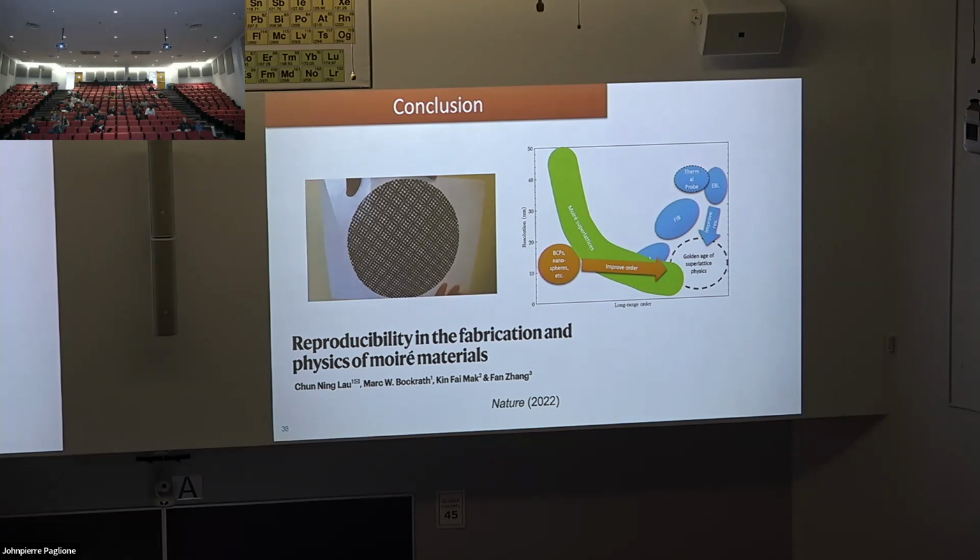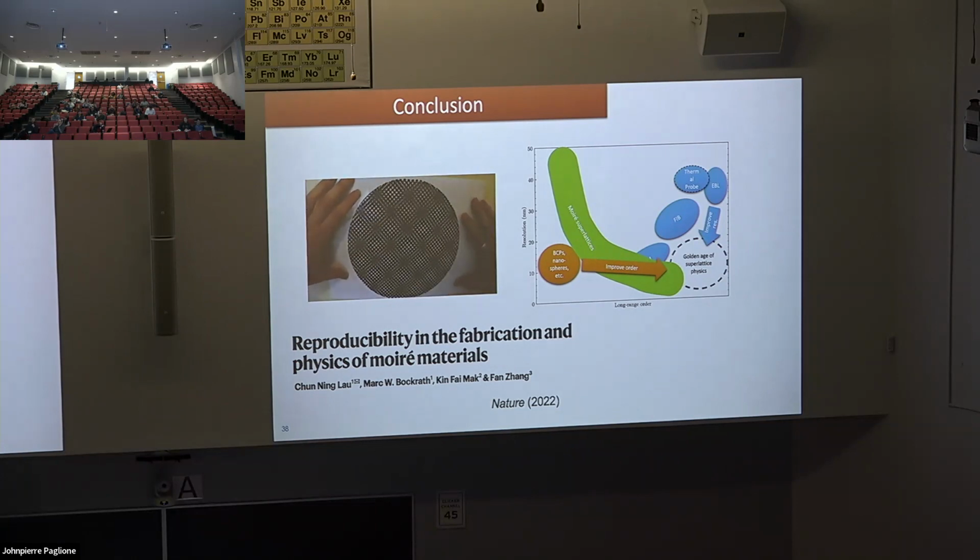Moiré is really the hot topic, the new kid on the block. But even moiré physics has some issues with long-range order, especially as you are increasing the periodicities to something like the 10 nanometer scale. Long-range order is a bit iffy. This was recently highlighted in this review in Nature, stating some of the issues that we have in the field in terms of reproducibility.